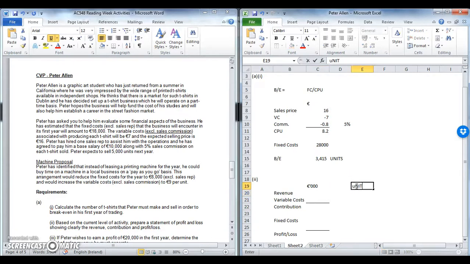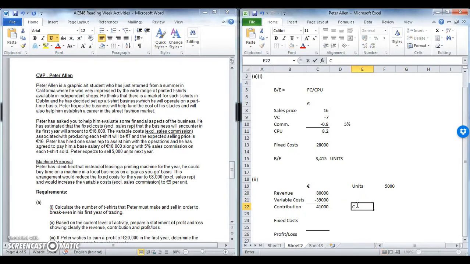So how many units? At the current level of activity, we know there's 5,000 units, we're told here. So the total revenue will be 5,000 units times 16. So 80,000. So we'll just put that in euros instead. The total variable costs will be €7 per unit plus your commission of 80 cents per unit times the number of units, which is 5,000. So you add them up, meaning your contribution is 41,000.